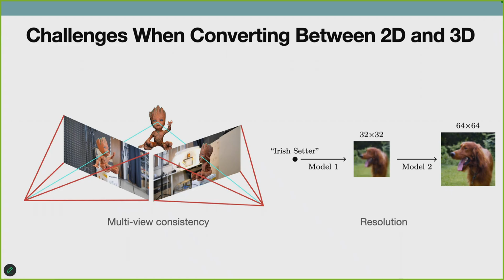What are some of the challenges when converting between 2D and 3D? First is the issue of multi-view consistency. The natural way that we might connect 3D information in 2D models is by representing 3D with multiple 2D views, as we see here on the left. But when you convert from 2D back to 3D, you need to aggregate this information in a consistent way on the 3D shape. Doing that consistently between different views is often not trivial, depending on your task.